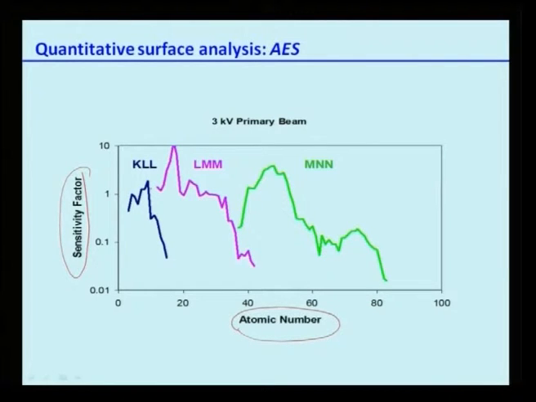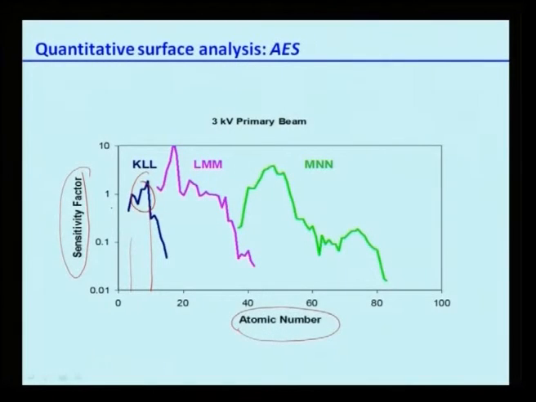For the KLL transition, the sensitivity factor is very much lower, and it is close to 1 for most of the elements studied. This is very important because KLL transitions are normally seen for all the elements with atomic number less than 16, which are lower than sulfur, and so the sensitivity factor is low. That means the quantification done for these elements by AES is much less precise.